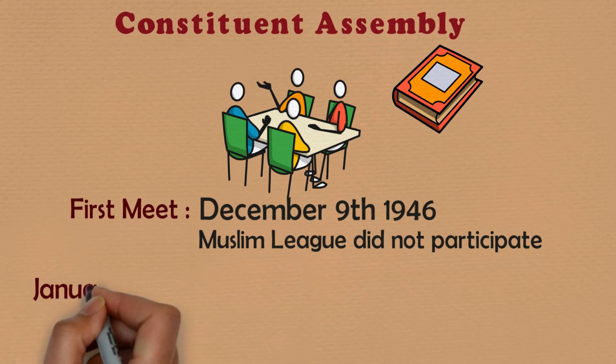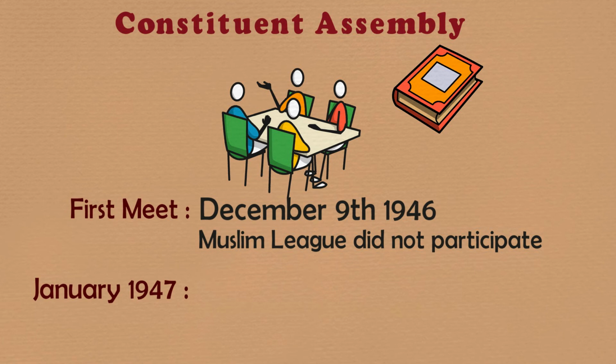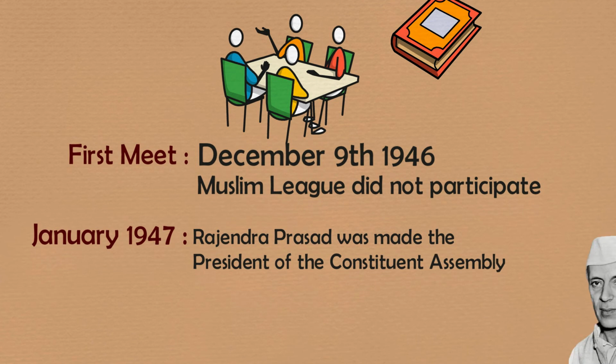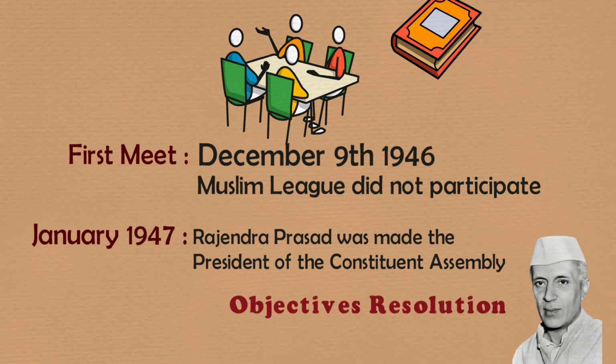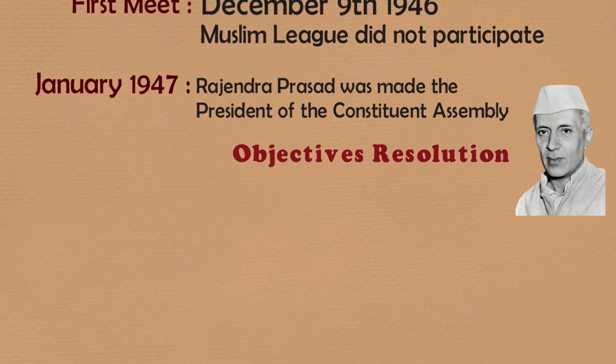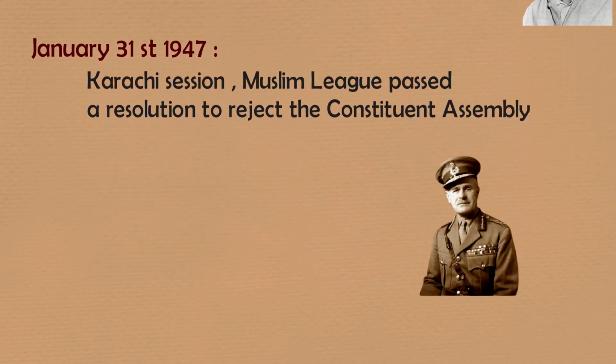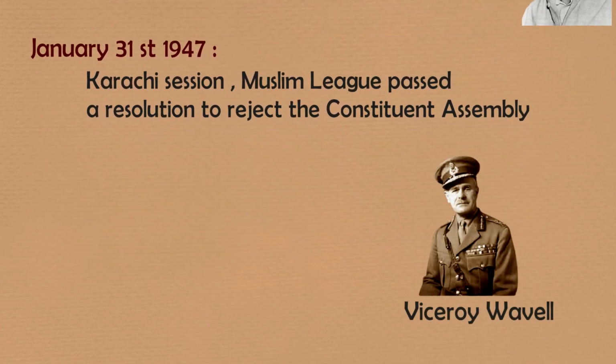In January 1947, the Assembly met once again. Rajendra Prasad was made the President of Constituent Assembly. Here it passed Nehru's Objectives Resolution. The Muslim League in its Karachi session on January 31, 1947 passed a resolution to reject the Constituent Assembly. Viceroy Wavell hoped that the League would join the Constituent Assembly just like it joined the interim government.